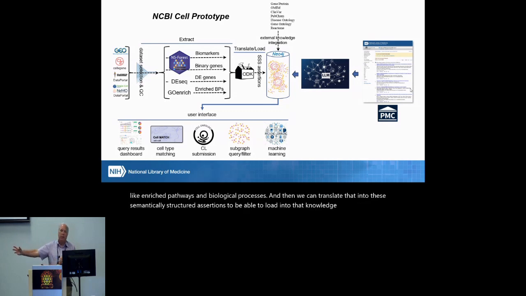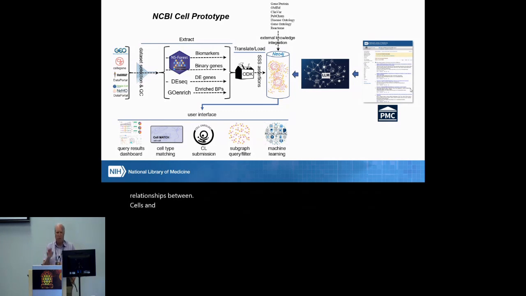The other source will be text mining, using different kinds of language models to extract similar kinds of semantic assertions from that source of knowledge. And then when we do that, we can think about integrating all these other knowledge resources to try to understand the relationships between cells and genes and diseases and drugs. And then we'll build a user interface to make this information accessible to the community.